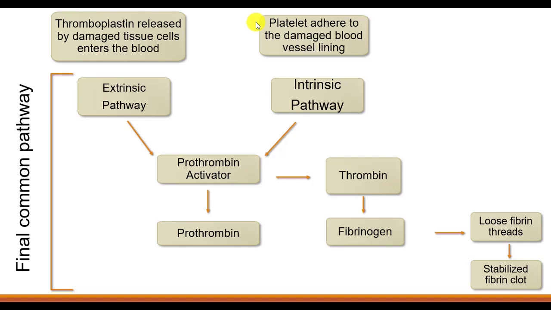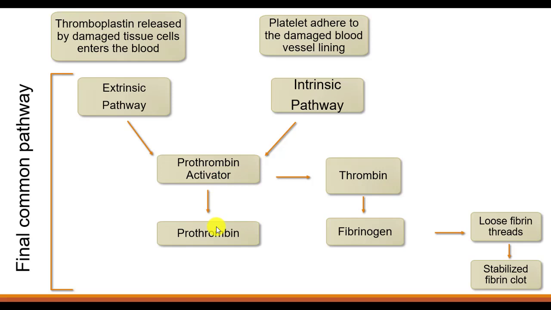So, at the other side, you can see that platelets are adhering to the damaged blood vessel lining, and this is obviously happening because of ADP and because of thromboxanes, and they eventually activate the intrinsic pathway. So these both pathways act to activate the prothrombin activator. So prothrombin activator is essentially an enzyme which eventually activates prothrombin, which is another blood clotting factor.